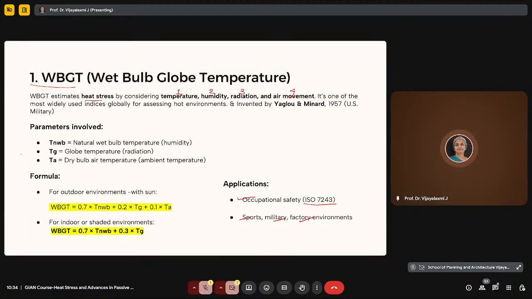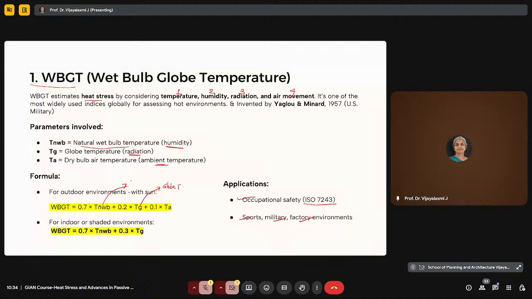So what are the factors or parameters involved in this? Natural wet bulb temperature, which is humidity, radiation component, ambient air temperature. And for this, formula is given how to compute the WBGT, because you can see it. This is natural wet bulb temperature, which is the humidity, and then this is the globe temperature.